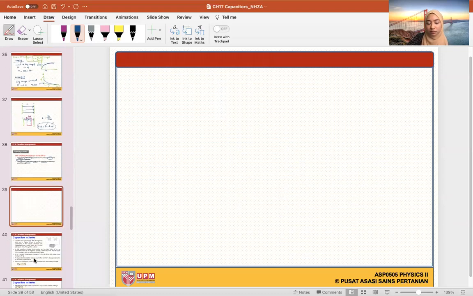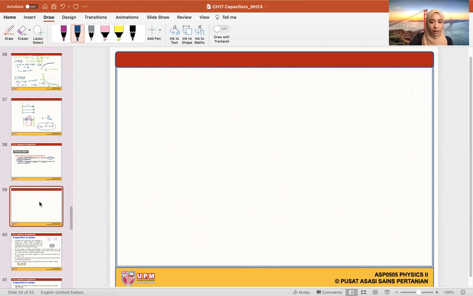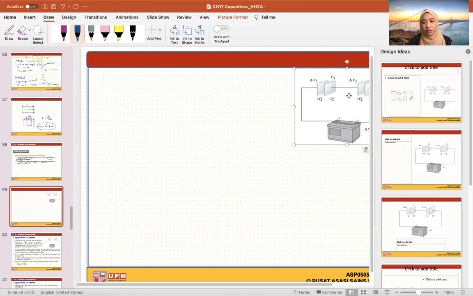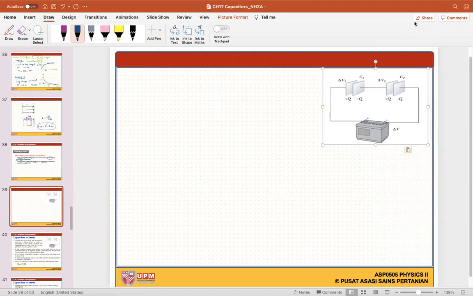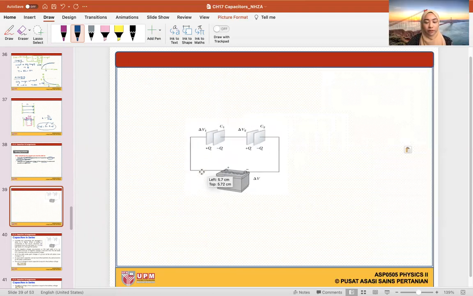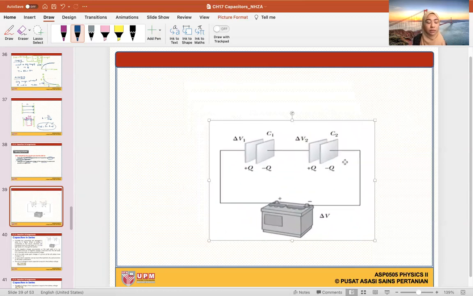I don't like a lot of words. Let's just copy the diagram first. Okay. So let's take a look at this diagram. Previously, we talked about one capacitor connected to a battery. So now we have two capacitors. So how does it change?